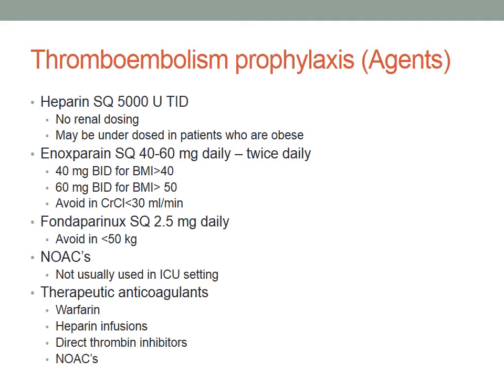Due to the need for urgent procedures in many ICU patients, the tendency is to use an agent that is not renally dosed, has a short half-life, and is easily reversed. Heparin is most often used. If a patient is on therapeutic anticoagulation for any other reason, they do not need DVT prophylaxis.